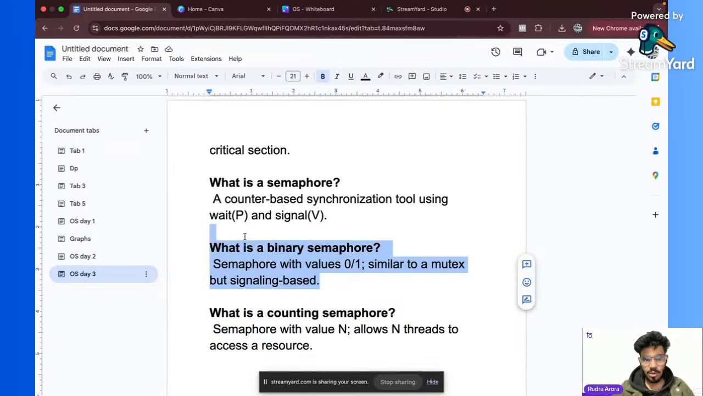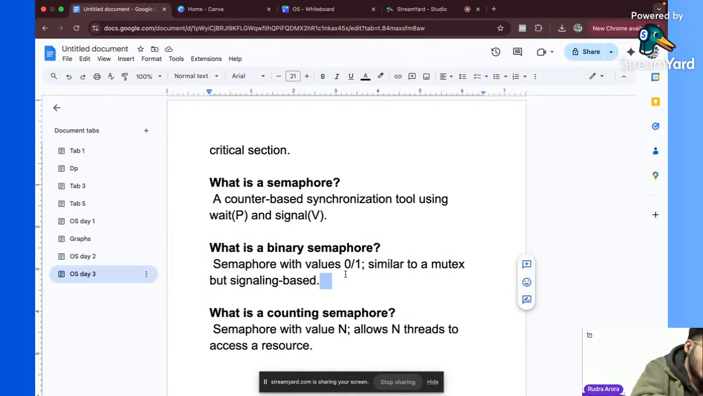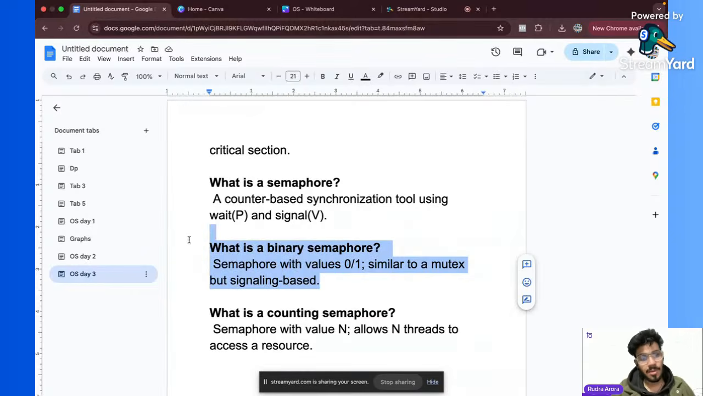Okay, so did you get my point, that semaphores are built so that they can work on any kind of processes? That particular semaphore can be used for two processes. If they are used for two processes, then they are called binary semaphore, right? And if they are working on two processes, they would definitely work similar to the mutex.